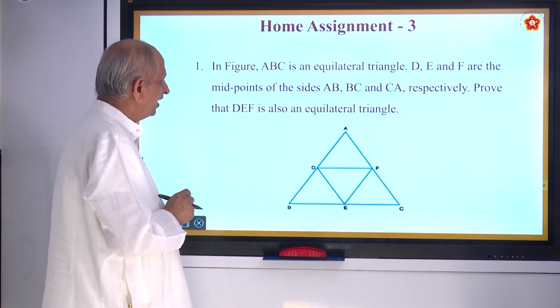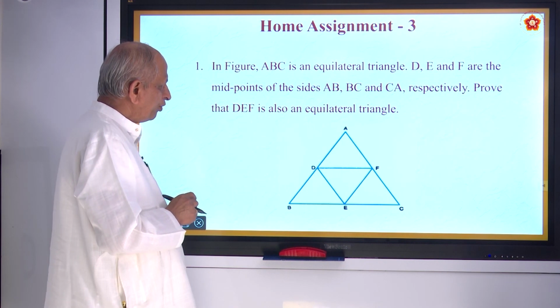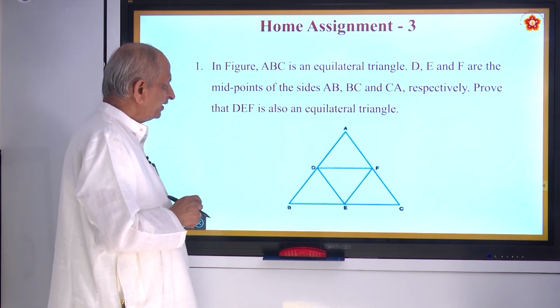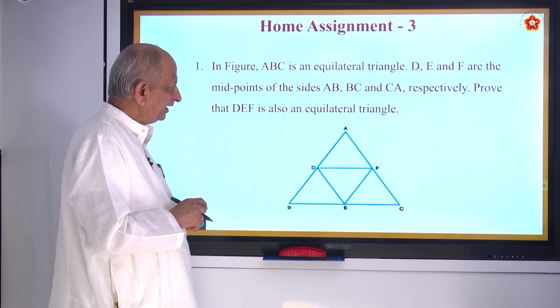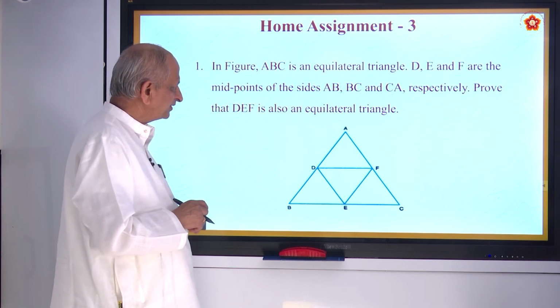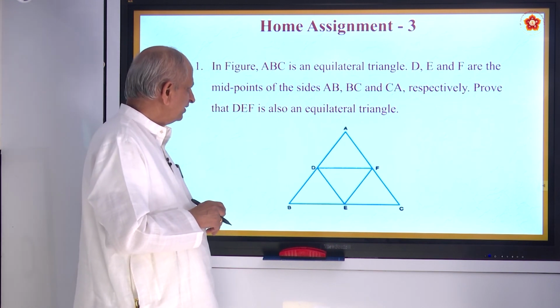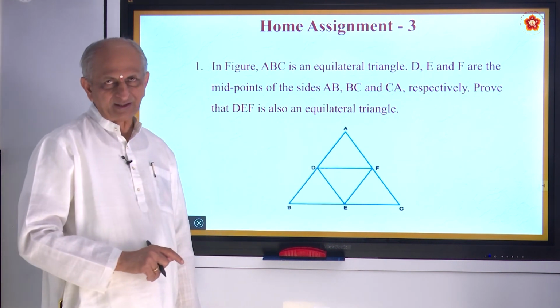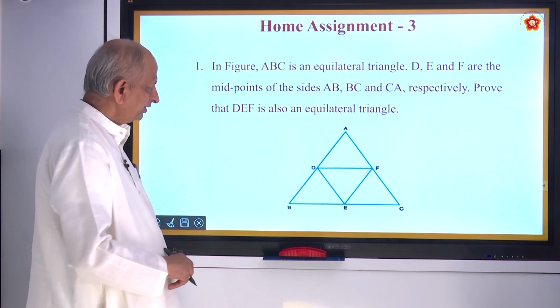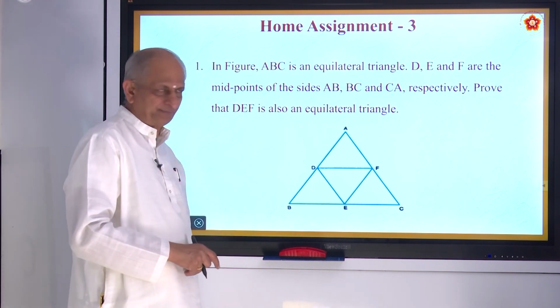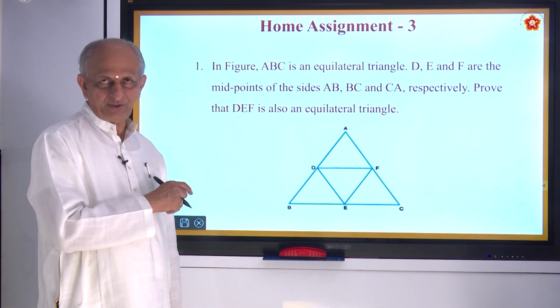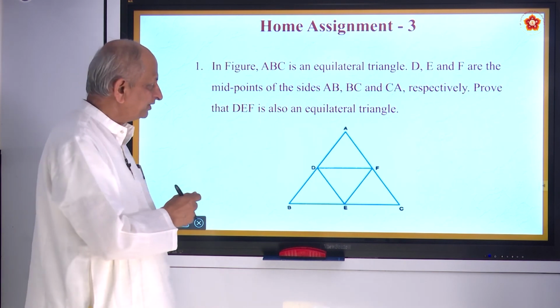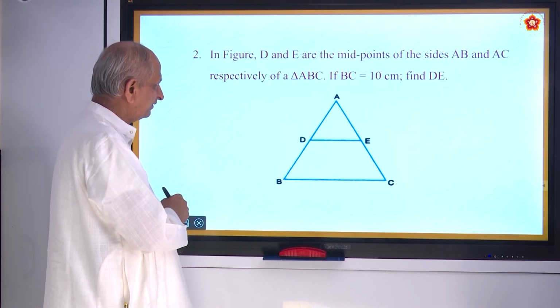Okay. Now we will have some home assignment. ABC is an equilateral triangle. D, E, F are the midpoints of the sides AB, BC, CA. Prove that DEF also is an equilateral triangle. Here the mention of angles comes. Just now we discussed about sides. Now this is about angles. Try to do it, okay?